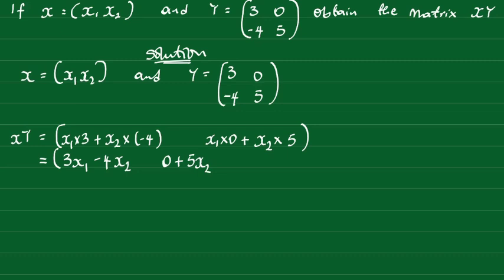5x2, bracket close. Finally, we have (3x1 - 4x2, 0 + 5x2), which will end up giving us (3x1 - 4x2, 5x2) as our final answer.